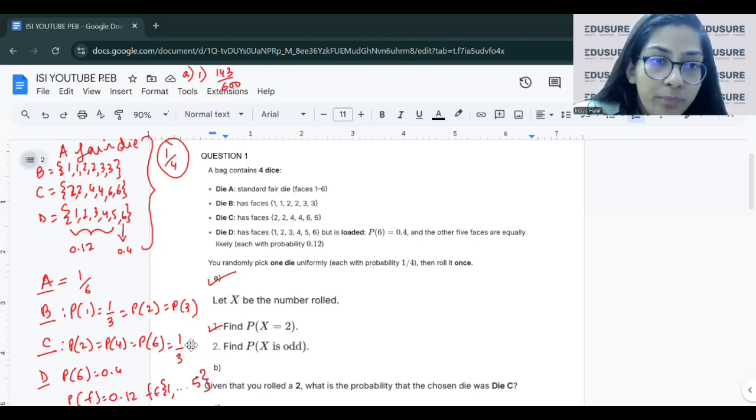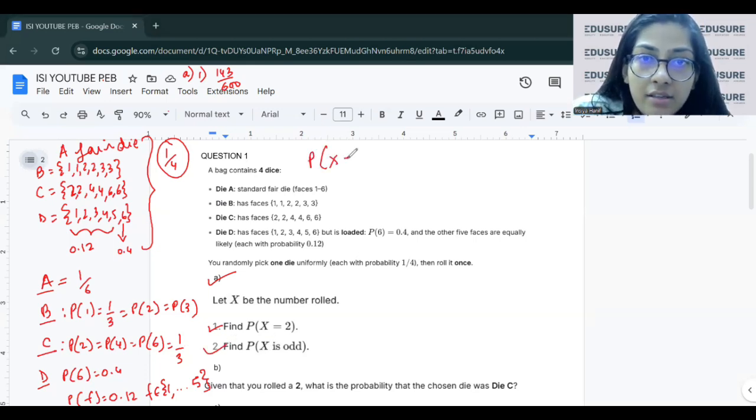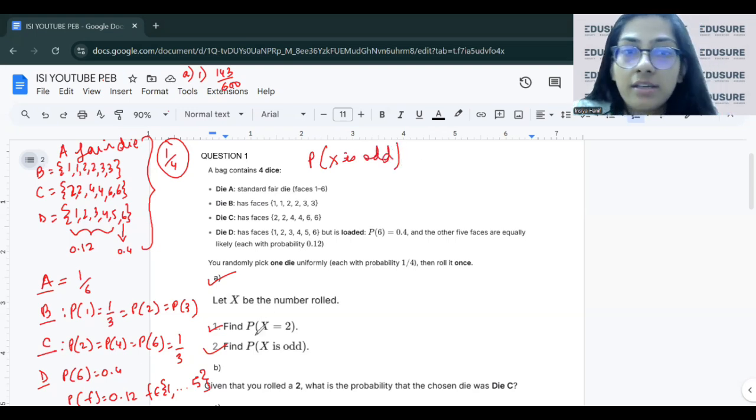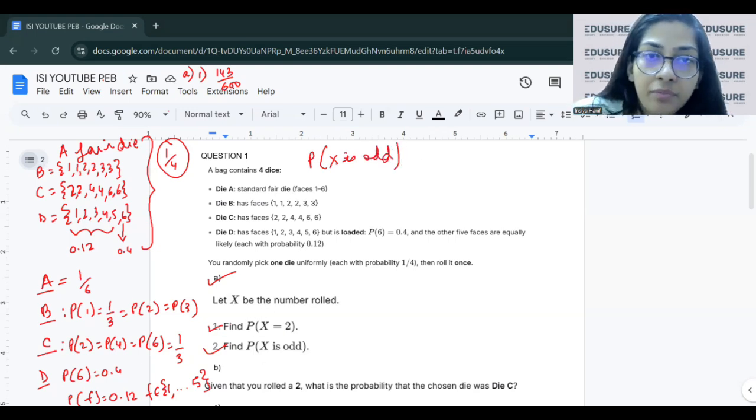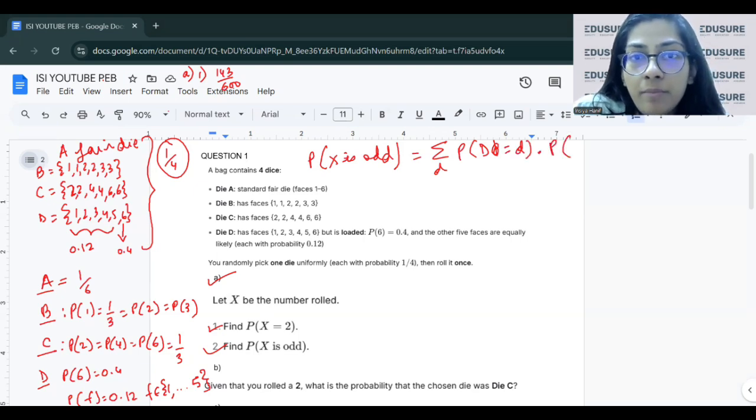अब करते हैं part 2. Part 2 में क्या है? Find the probability that x is odd. ठीक है. So x is odd, which is 1, 3 या 5. ठीक है. तो सिमिलरली जैसे हमने फर्स्ट वाला पार्ट किया था, वैसे हम ये वाला सॉल्व करेंगे. सो पहले क्या होगा? बेसिकली इसका समेशन होगा d. Probability d is equal to d into probability of x is odd given the dice.